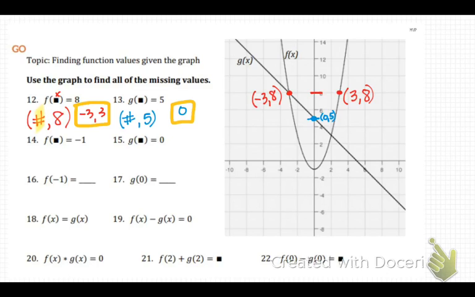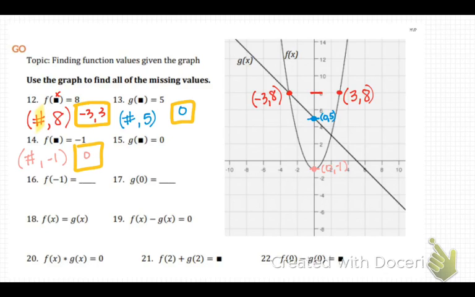Okay. Can you try 14 for me? Can you try 14 and 15? Okay, number 14 is the same idea. 14 and 15 are pretty much the same exact thing. So I have a number, comma, -1. So I'm going to go down to -1. And then since I'm looking for f, which is my parabola, that's my point. So I have 0, -1, so my answer is 0. Yes. Is that what we got for 14?